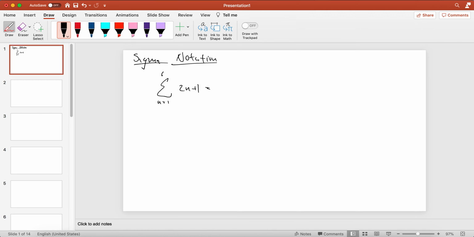Well, what does this mean? What this means is I'm going to start at 1 here. My n will be equal to 1. I'm just going to plug that in: 2 times 1 plus 1. Then I'm going to increment. So now it was a 1, now it's a 2, so I'm going to plug in 2. And I'm going to increment again. I'm going to plug in 3. And I'm just going to keep doing this until I hit 6.